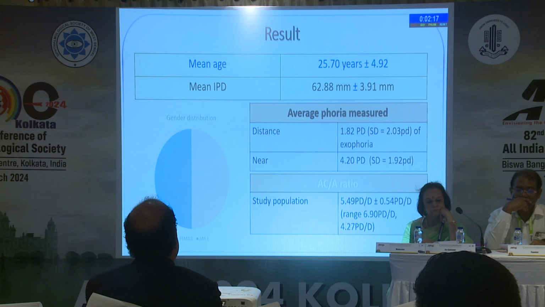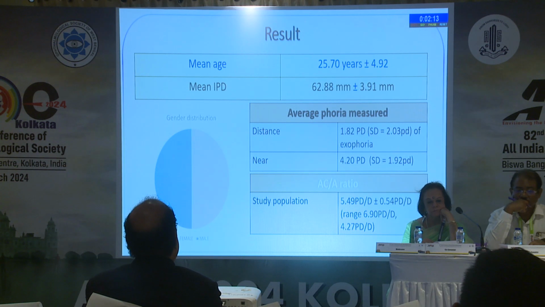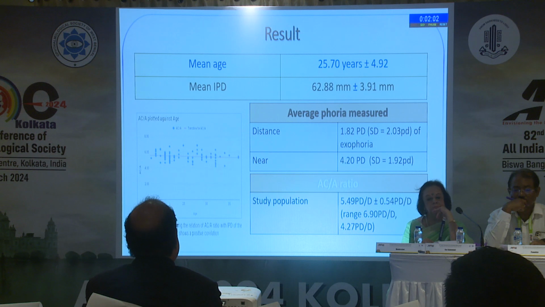So our result showed a mean intrapupillary distance for distance of 62.88 millimeter, and the average foria measured for distance was 1.82 and near was 4.20 prism diopters, and AC by A ratio was 5.49 prism diopters.